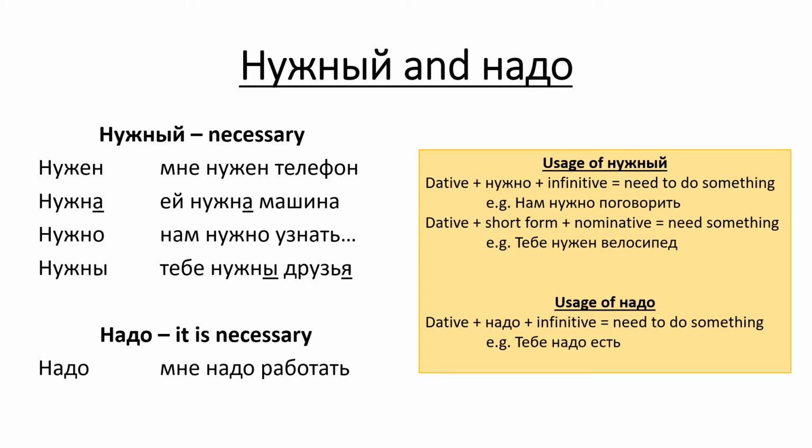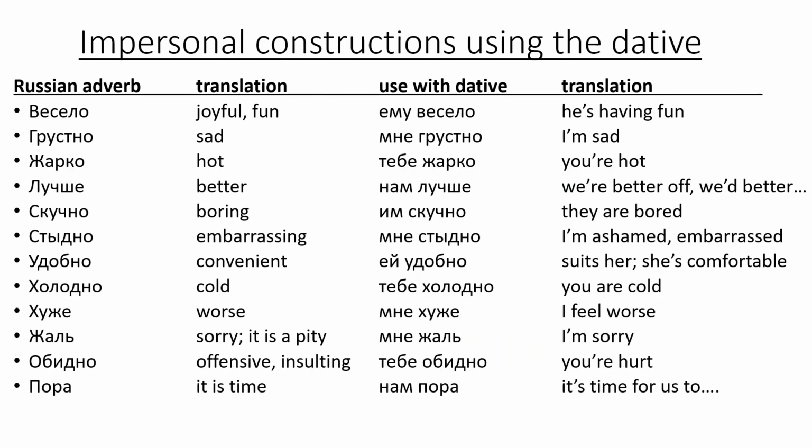So нужный can be used with both nouns and with verbs in the infinitive. When you want to use it with a verb, you must use the neuter form нужно. For example, нам нужно поговорить. We need to have a chat or to speak. In comparison to тебе нужен велосипед. You need a bike. And надо should only be used with verbs in the infinitive. So, for example, тебе надо есть. You need to eat.